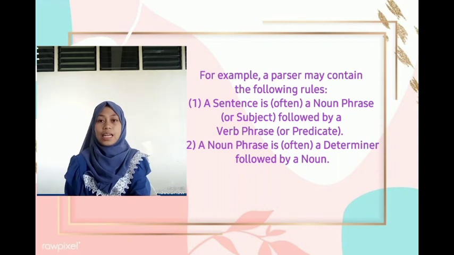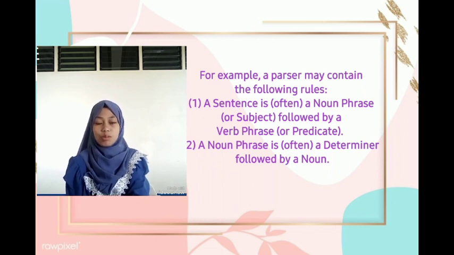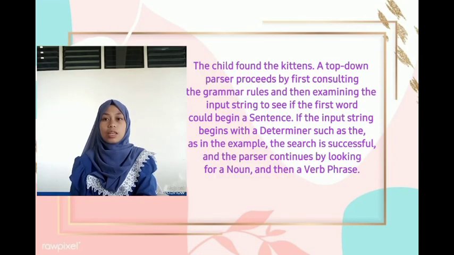A parser is a computer program that attempts to replicate the structural knowledge that speakers possess. For example, a parser may contain the following rules. The first rule is that a sentence is often a noun phrase, or subject, followed by a verb phrase, or predicate. The second rule is that a noun phrase is often a determiner followed by a noun. For example, the sentence is: the child found the kitten.